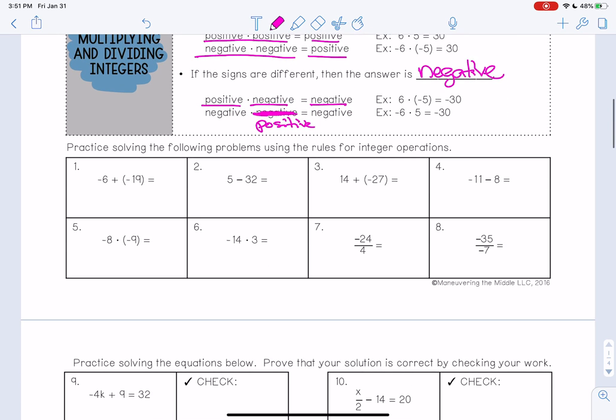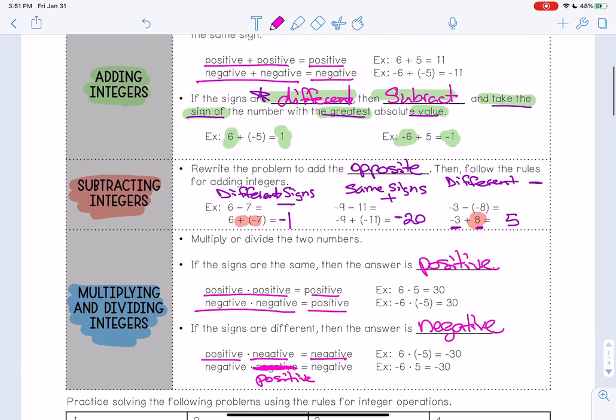All right, moving on. Practice solving the following problems using the rules for integer operations. So problems 1 through 8 are simply you practicing adding, subtracting, multiplying, and dividing with positive and negative numbers. Okay, we're not at solving two-step equations yet with them. We're just practicing these rules that we just reviewed.